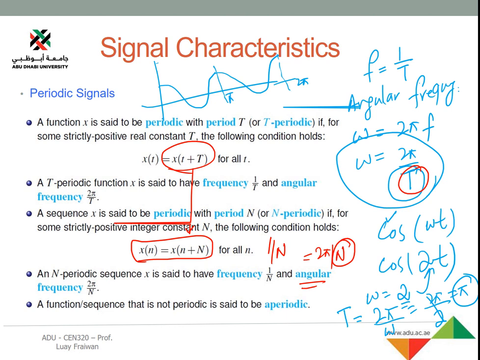If the signal is not repeating after a fixed time period, that signal is called an aperiodic signal. If the signal is repeating after a fixed time period, it is a periodic signal, and if it is not repeating after a fixed time period, it is an aperiodic signal. These are very important things: how you can calculate the angular frequency, how you can calculate the frequency, and other things. So remember these things, very important.